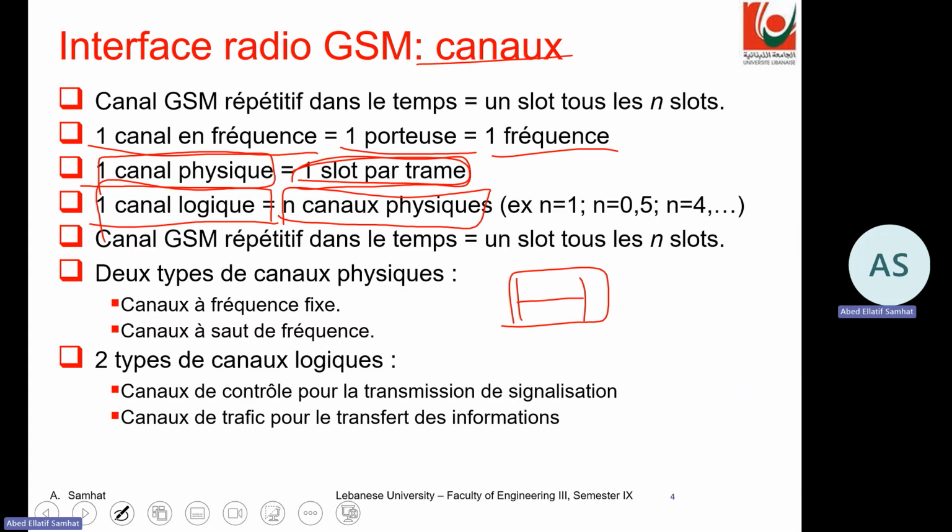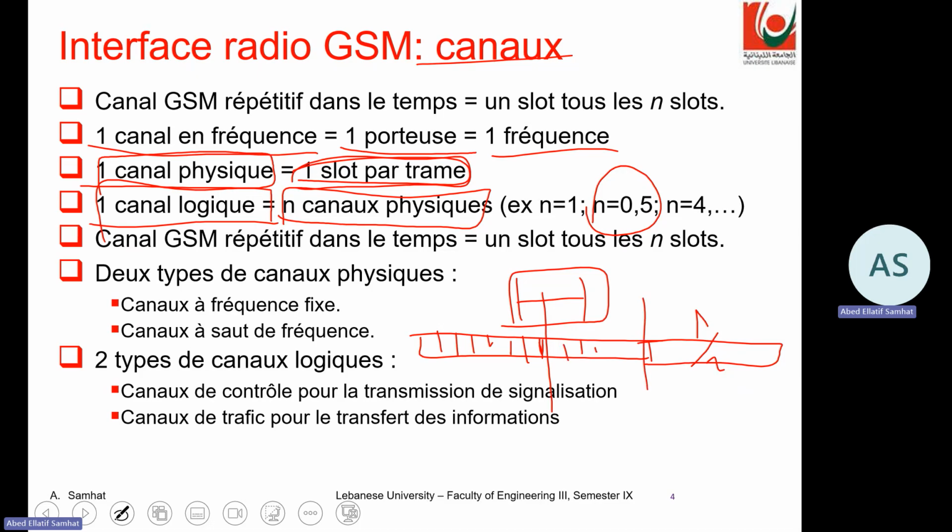It's also possible to have n equal 1 over 2, for example. In this case, if this is the frame, here I have 8 time slots, and here I have the other 8 time slots, and so on.